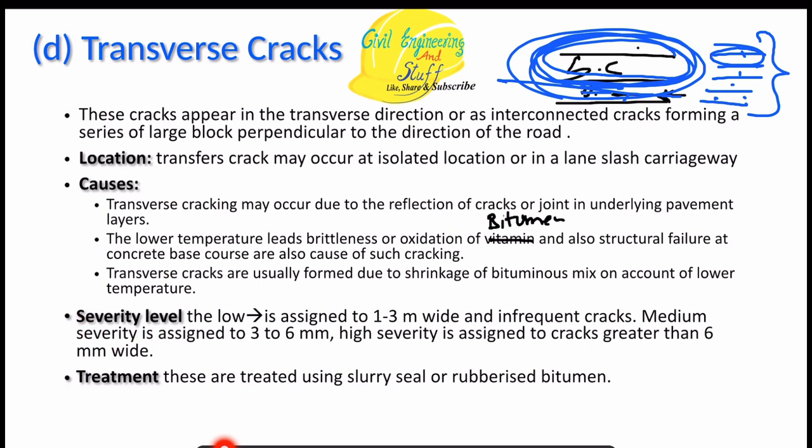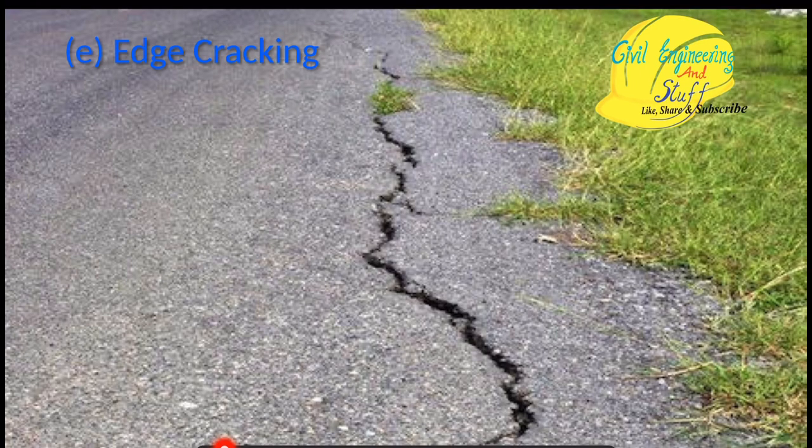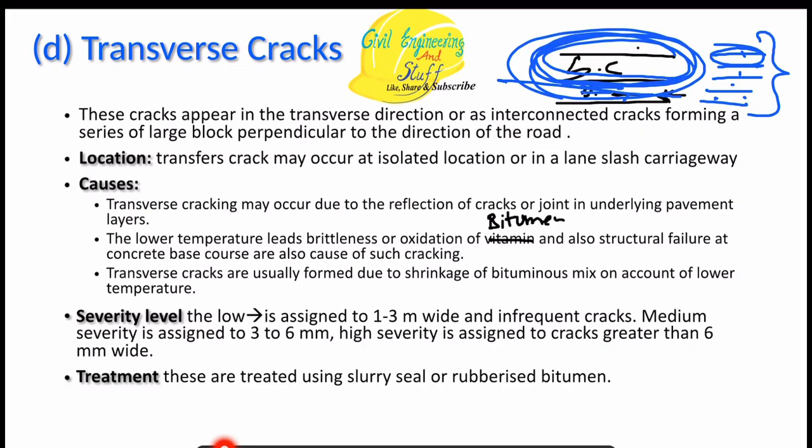Now talking about the severity level, again 1 to 3 mm is considered low severity. Medium will be from 3 to 6 mm, and greater than 6 mm is what we call excessive severity. If we are in the low to medium range, then treatment using slurry seal or sealing the crack using rubberized bitumen can work, right? But in case of high severity, there is no option but to remove that layer.